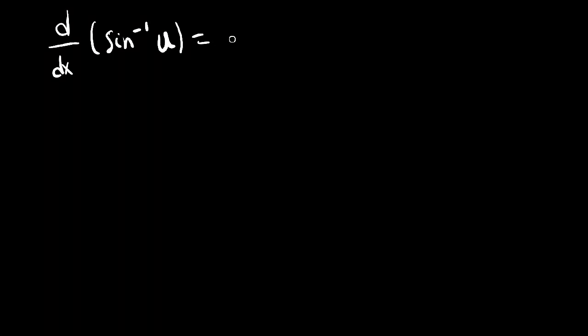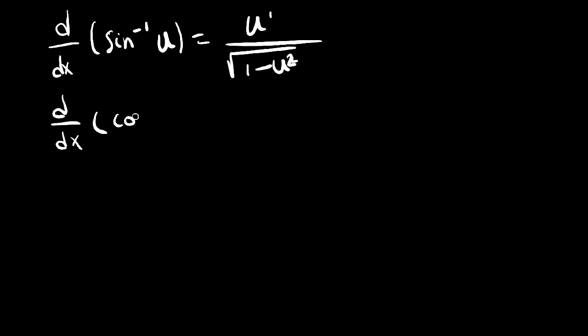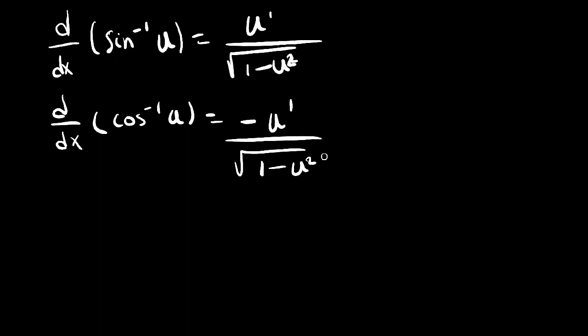Sine inverse u is equal to u prime over square root of 1 minus u squared. Okay. Now the derivative of cosine inverse u is going to be negative u prime over the square root of 1 minus u squared. Now, one thing you notice here is that sine is positive and cosine is negative. So that's one observation I can make.